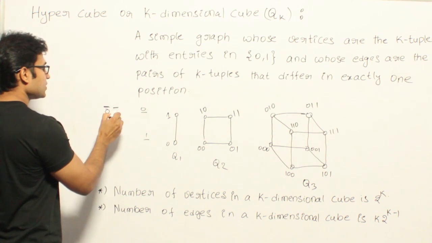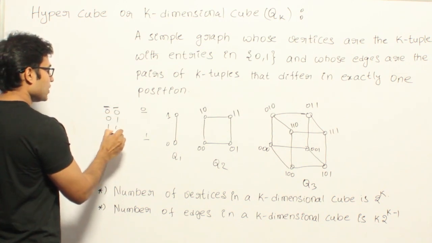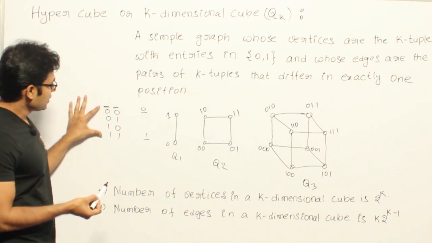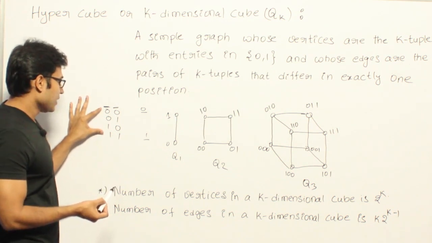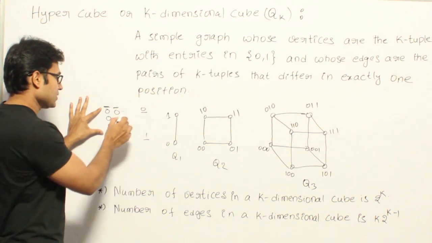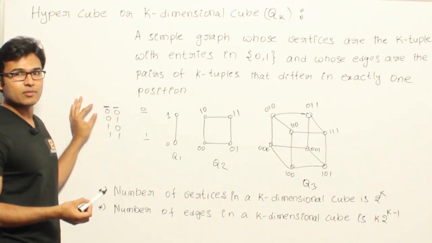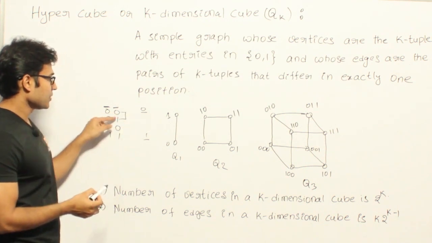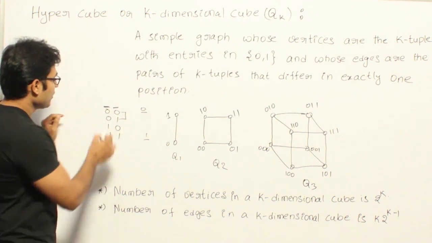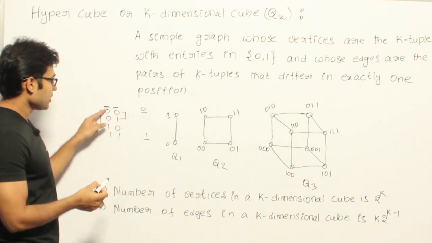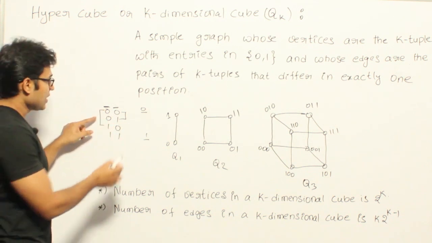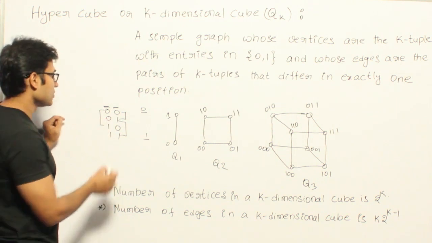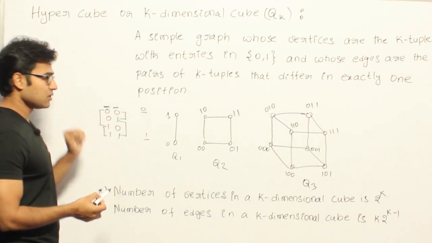So what are the possibilities? 0 0, 0 1, 1 0, 1 1. Now these are the vertices. They are saying that if two vertices differ by only one bit, there will be an edge between them, right? If you observe, these two vertices differ by one bit, that is why there should be an edge. Even these two differ by one bit, so there should be an edge between them. And these two differ by one bit, and these two differ by one bit, so there should be an edge between them.